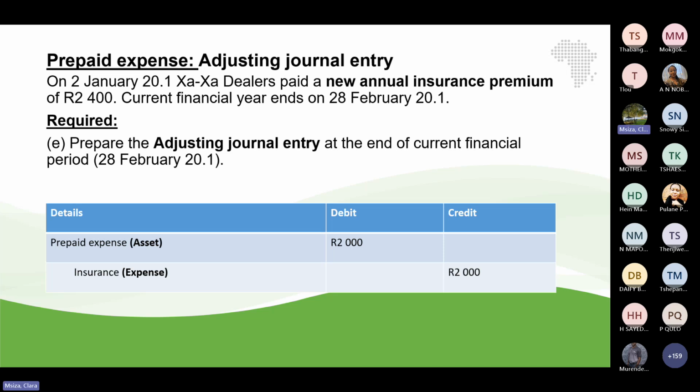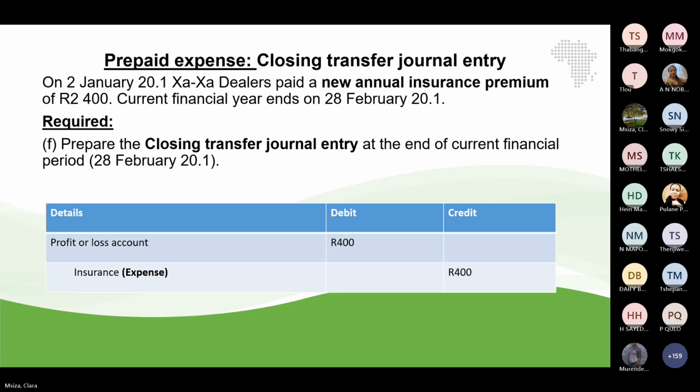So let's do our next. This is the closing transfer entry. Here, we are almost doing the last one. We are doing the closing transfer entry now. For what? For the remaining amount. So we need to close our insurance account. And this is done as follows.